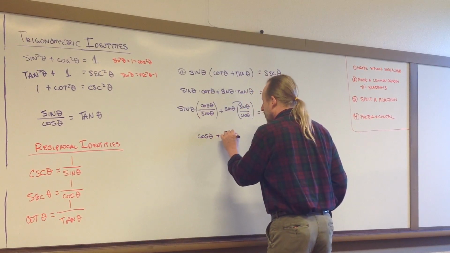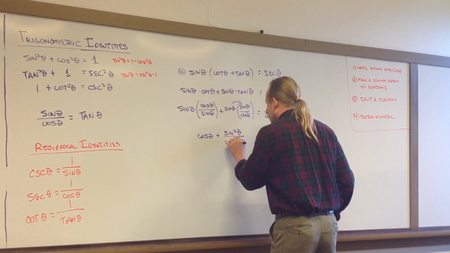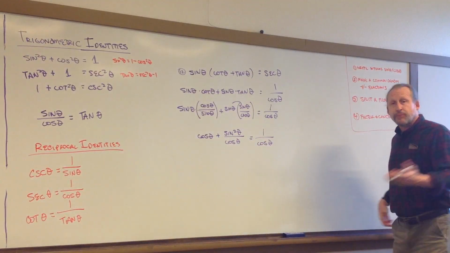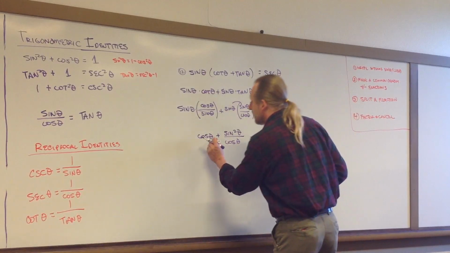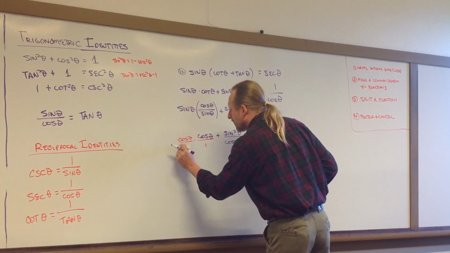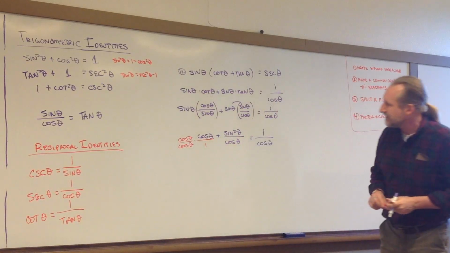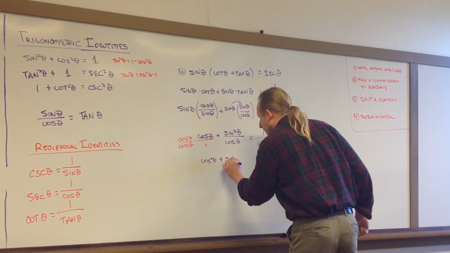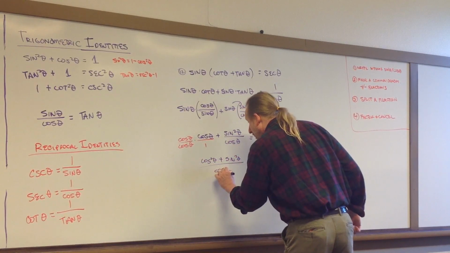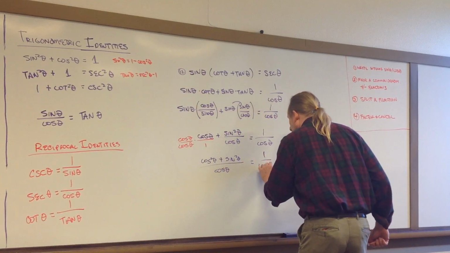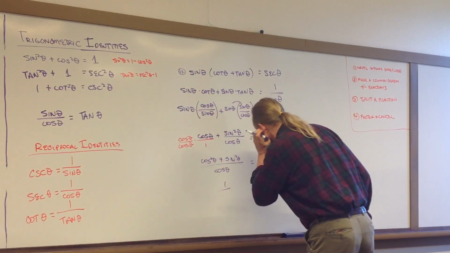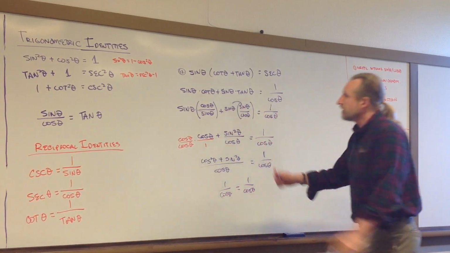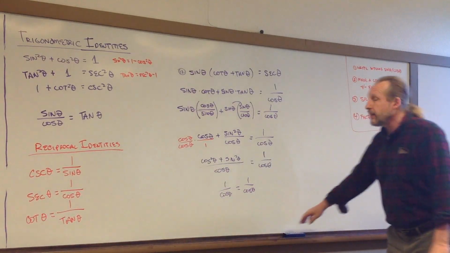plus sine squared over cosine theta. Okay, and now we're just going to do what we did in problem 14, which is to make a common denominator and add these fractions together. Our common denominator is going to be the cosine. This will give us cosine squared plus sine squared, and that's 1 over cosine theta. Yes, it is. 1 is cosine squared plus sine squared, and 1 over cosine theta equals 1 over cosine theta. So there's a good way to solve that problem.